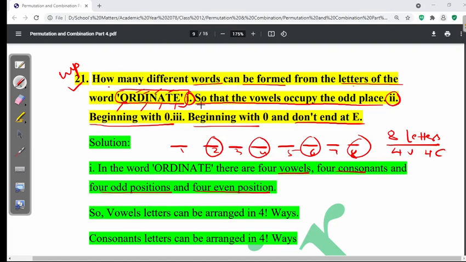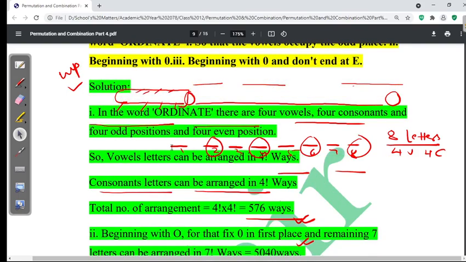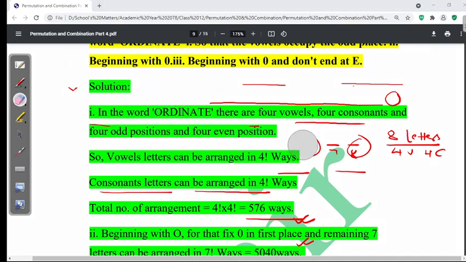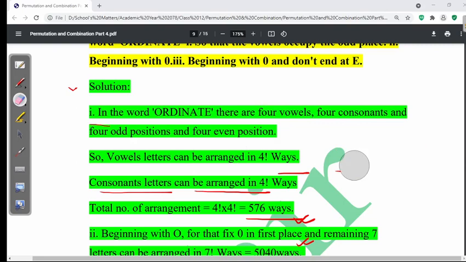So what is the condition? The vowels occupy the odd places. The vowel letters can be arranged in 4 factorial ways, or 4P4 ways, because there are 4 odd positions and 4 vowel letters. The consonant letters can be arranged in the same way, that is 4 factorial ways. And then the total arrangement is 4 factorial times 4 factorial, which is 576. That is the first part. And the second part is, dear students, what is the second part?